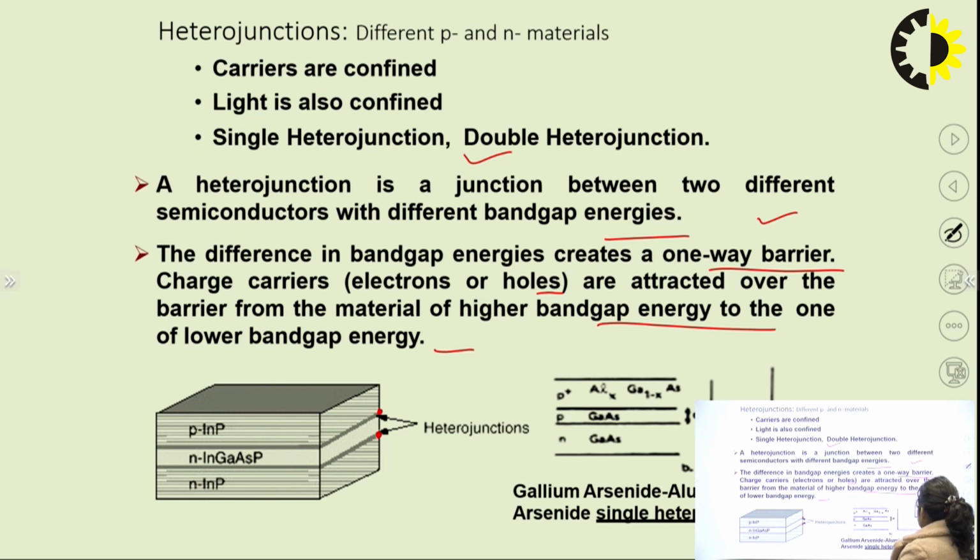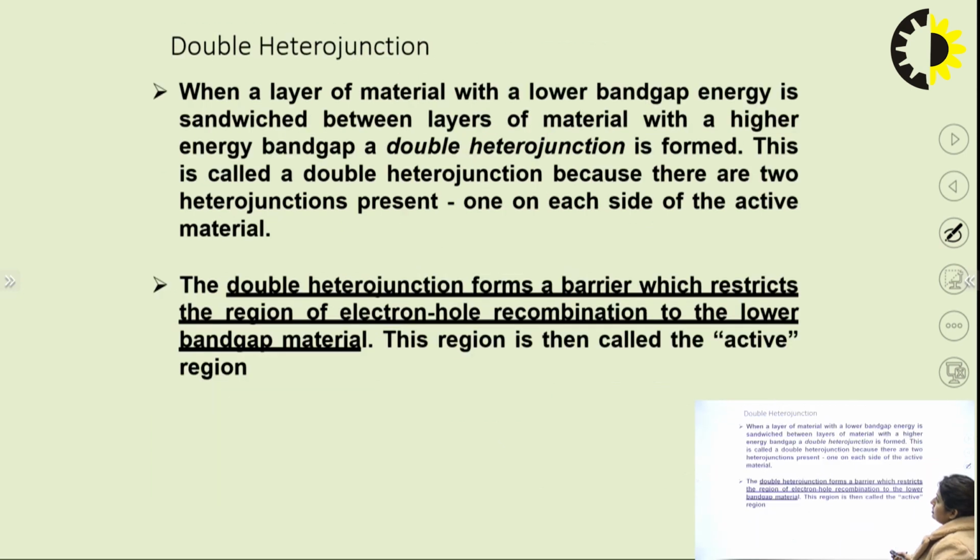So if we see the difference between the index of refraction, then obviously the difference between the index of refraction is much higher as compared to the homojunction, and that's why the light is confined more in the structure. So gallium arsenide, aluminum gallium arsenide, single heterojunction is shown here, and that's why you have a much higher confinement factor as compared to the homojunction.